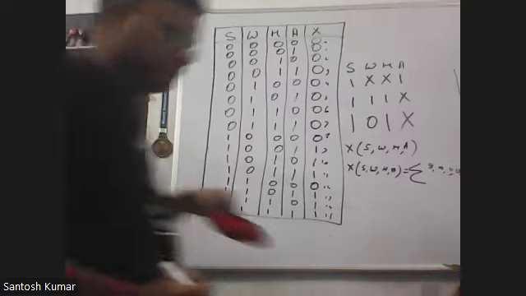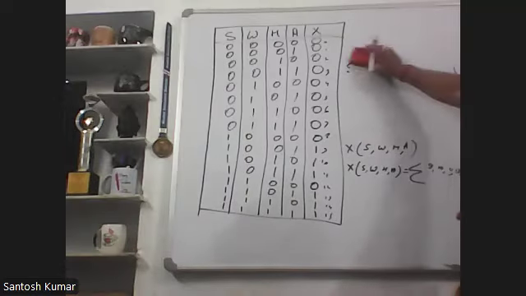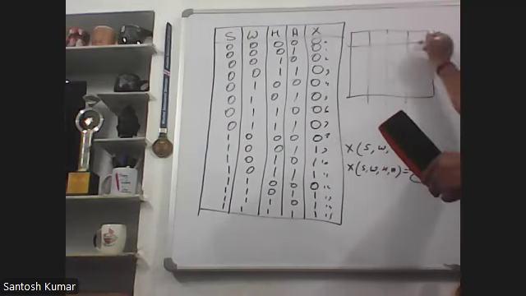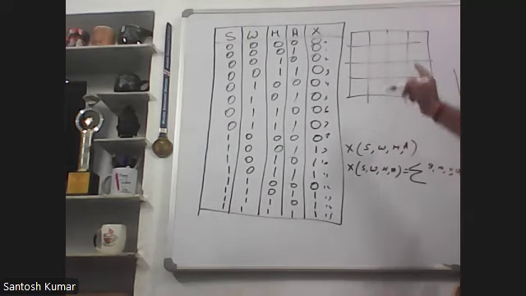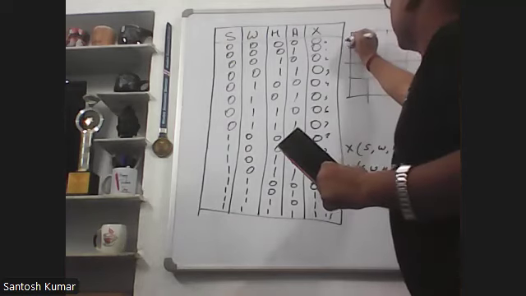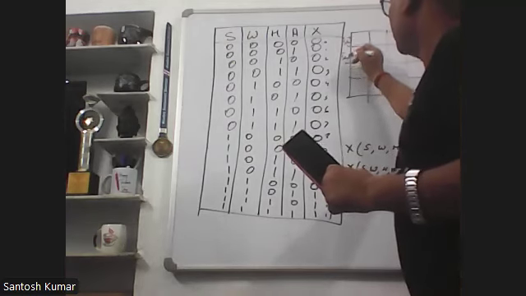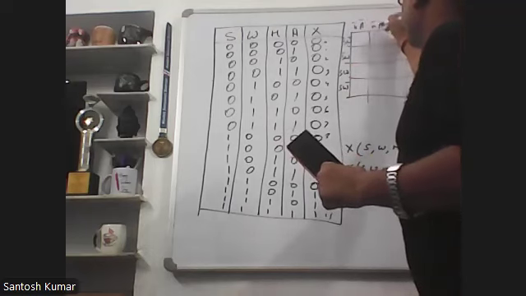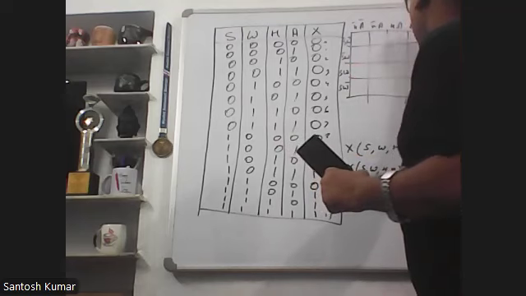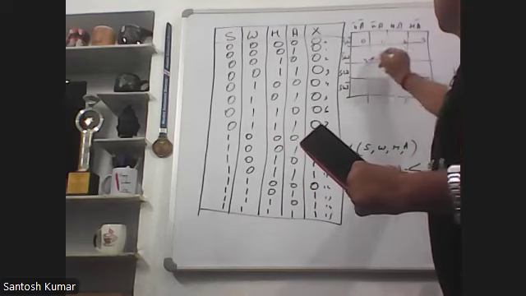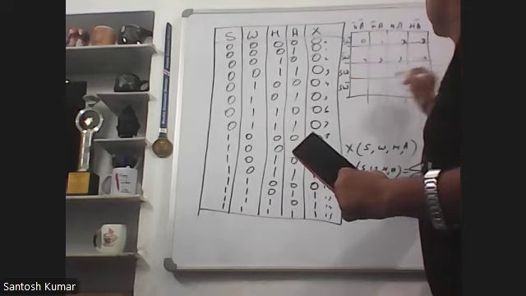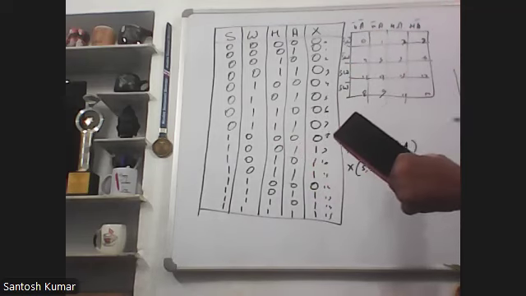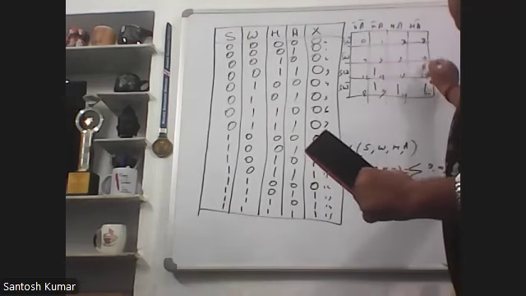Next, now I have to make the K-map. S, W, H, A. Always whatever terms are given, use the same. So it will be S bar W bar, S bar W, S W, S W bar. Then H bar A bar, H bar A, H A and H A bar. Then the cell numbers 0, 1, 2, 3, up to 15. Fine. 9, 10, 11, 13, 14, 15.